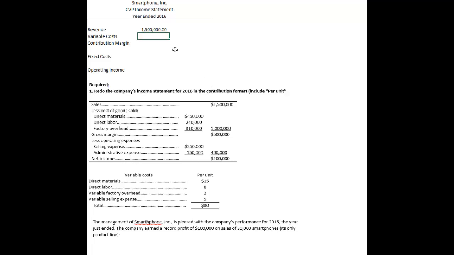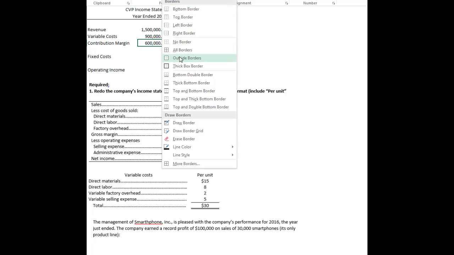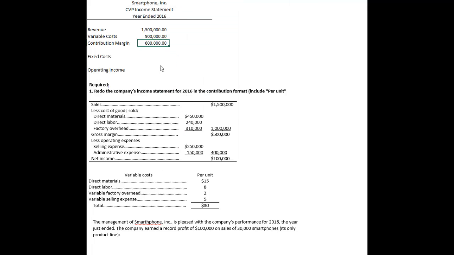So I'm simply going to take the 30,000 units that we produced or sold and multiply that by what they tell me is the variable cost per unit, the $30. And that tells me my variable costs are 900,000. And remember the definition of contribution margin is the difference between those two. So that tells me up through, let me just format this real quick, up through contribution margin.